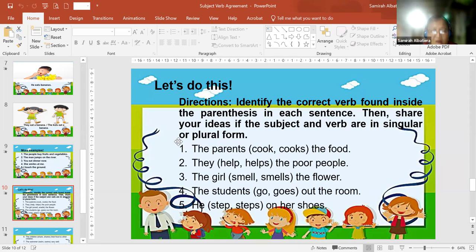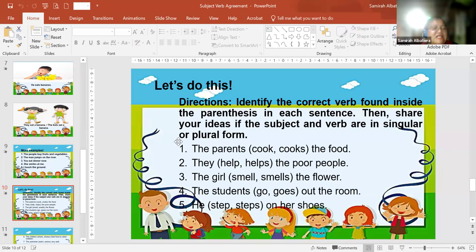Okay, number one. The parents who cooked the food. Cook. Very good. Why did we use that? Because there are two persons. Two persons, very good. Mom and dad. Parents is composed of mother and father or mommy and daddy. Number two.